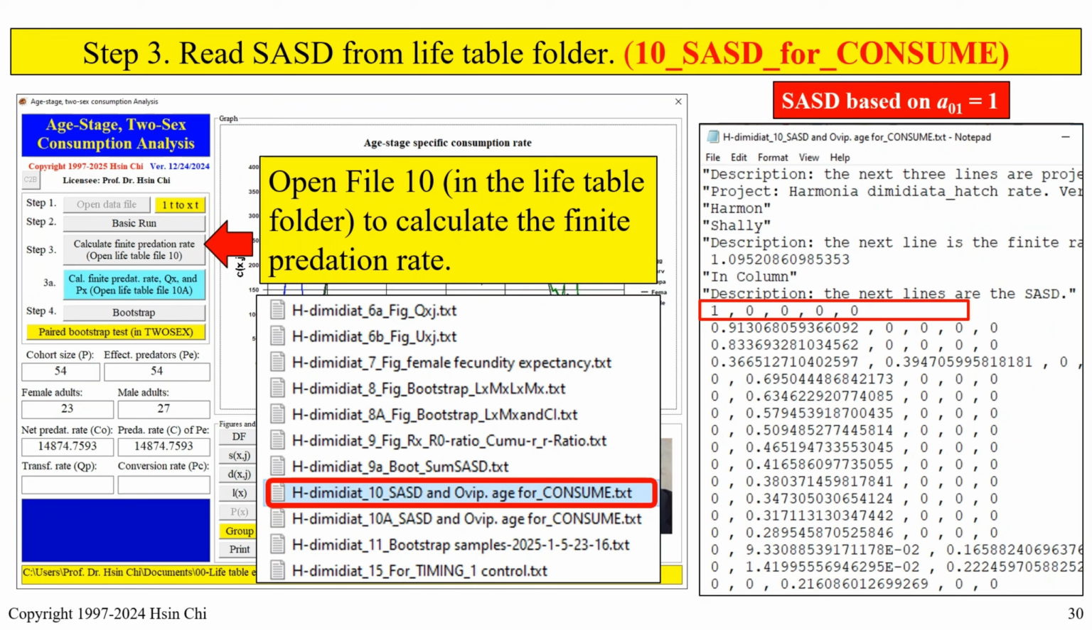This slide shows you the second way to present the SASD. In the second way, you assign the newly laid egg as unity, for example, a0,1 equals 1. Then we calculate the relative proportion of other axj in the SASD. In the file 10SASD, you can see a0,1 equals 1.